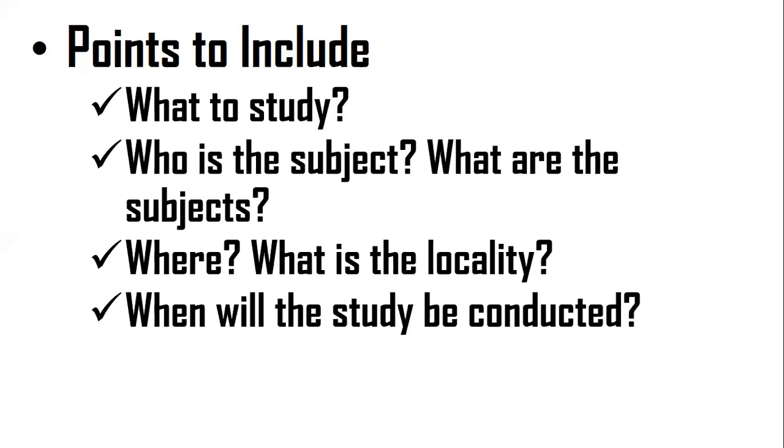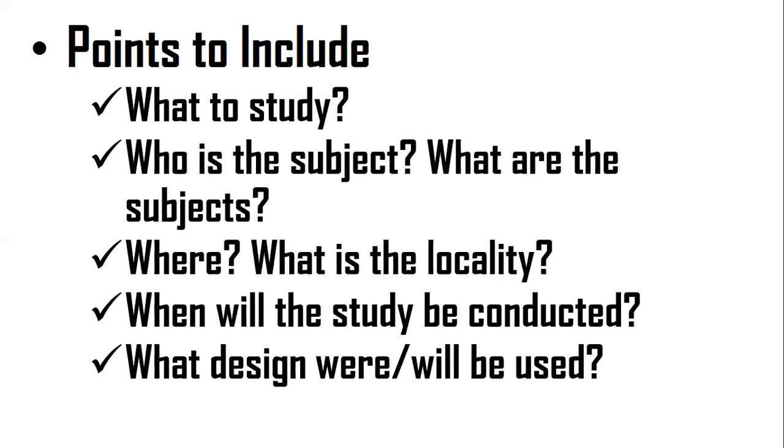Next, when will the study be conducted? It could be a range of years or months. So you say school year 2020 to 2021, or from the month of August to December. And what design or designs will be used? It could be an experimental design, it could be a quantitative descriptive, or quasi-experimental design. You have to know these points in creating your research title.